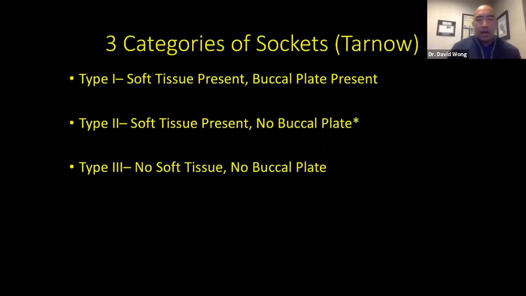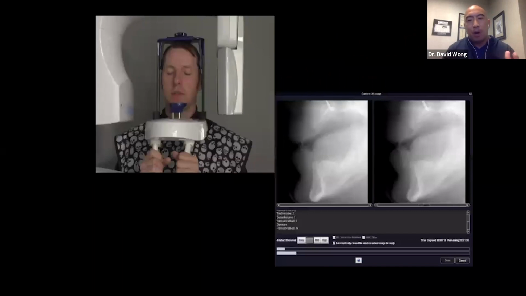So when we're talking about immediate implants for aesthetic success, there's 3 categories of sockets that I like from Dr. Dennis Tarnow. Type 1 is where you have bone present and good soft tissue present. Type 2 is the soft tissue looks good, but the buccal plate is not there. Type 3 is there's no soft tissue and there's no buccal plate. Now, type 1 and type 3 are easy to diagnose and treat. But type 1, you're a go for an immediate implant. Type 3, you're a no-go. Type 2 is where we get into trouble because the gums look good, but the bone doesn't.